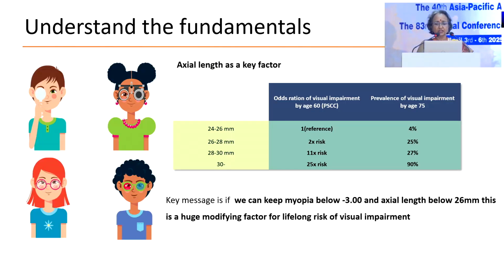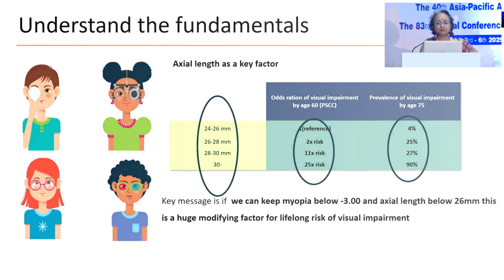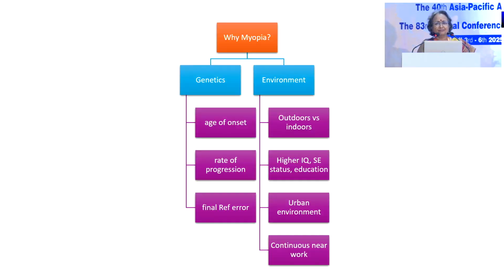So the key message: if we can keep the myopia below -3 and axial length below 26 millimeter, this is a huge modifying factor for lifelong risk of visual impairment. And that is our goal. Okay? So you have to understand why this child is myopic. Is it genetics or is it environment?